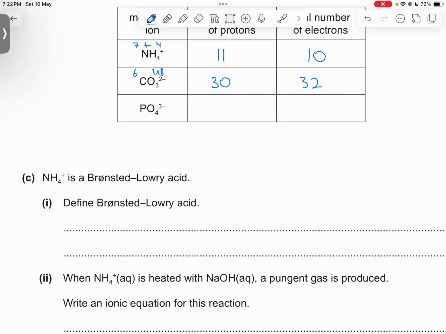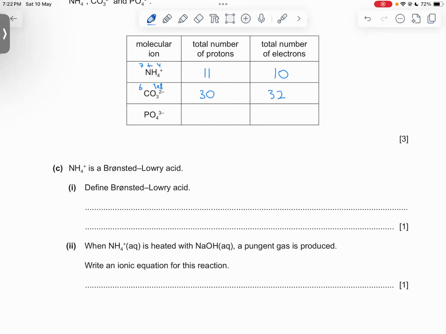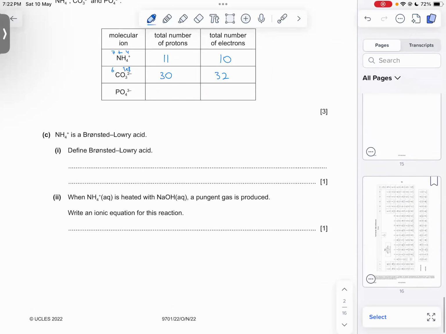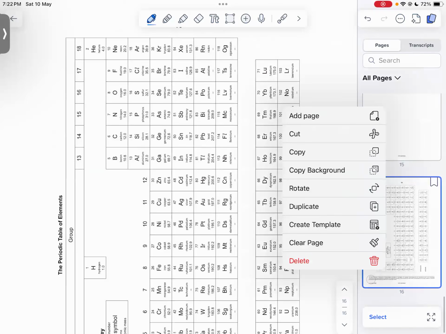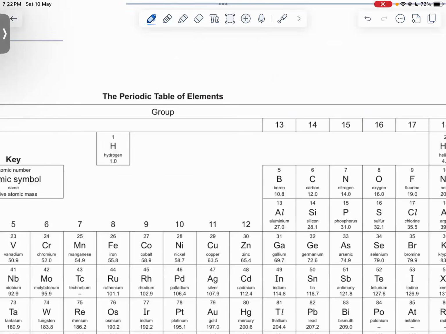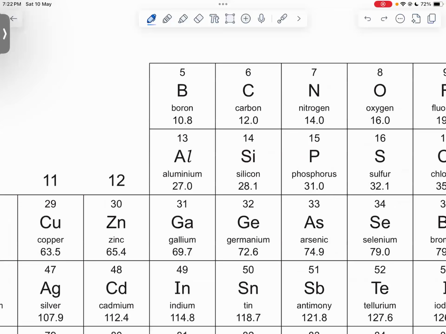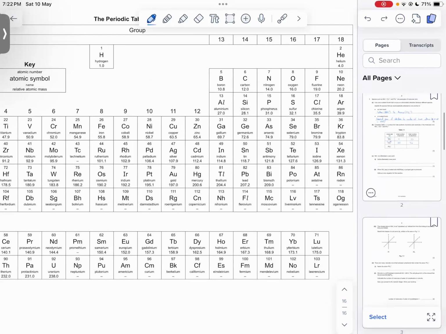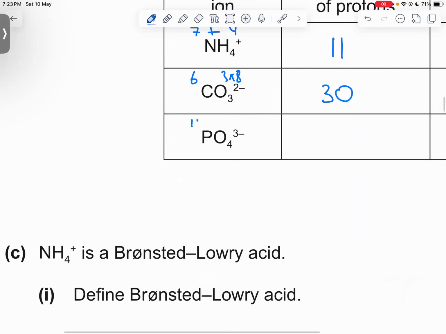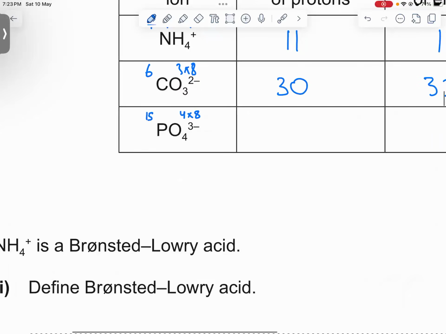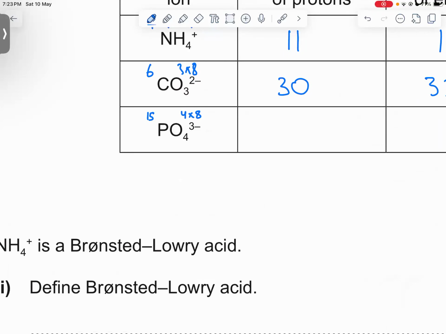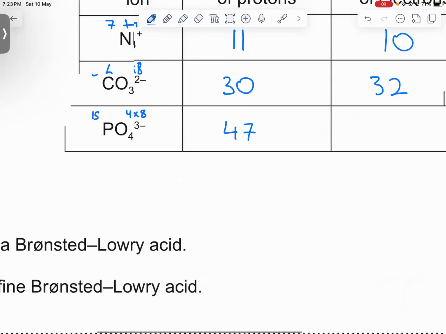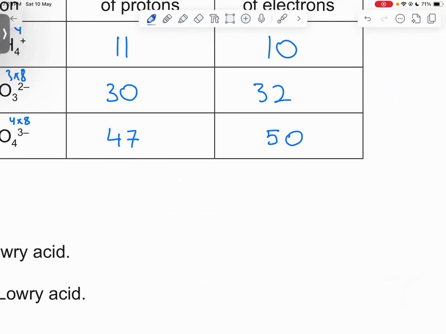PO4 3 minus. Now phosphorus, its atomic number I believe was 15 if I'm not mistaken, but we can confirm it from over here. Phosphorus, yeah, its atomic number is 15. All right, so because phosphorus atomic number is 15, that means it contains 15 protons, right? And then 4 oxygens contain 4 times 8 protons, that is 32. So what is 32 plus 15? It is 47. So this guy contains 47 protons, and because it has gained 3 electrons, it has a 3 minus charge, so it has 50 electrons. This is how you do it.